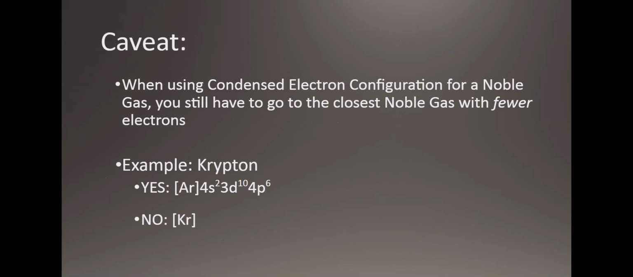One caveat. When you're using condensed electron configuration for noble gases, you still have to use the closest noble gas with fewer electrons. For example, if I'm doing krypton, I'm not allowed to just write krypton in square brackets and call it a day. I have to go to the closest noble gas with fewer electrons, which is argon. So krypton's condensed electron configuration is [Ar] 4s2 3d10 4p6.